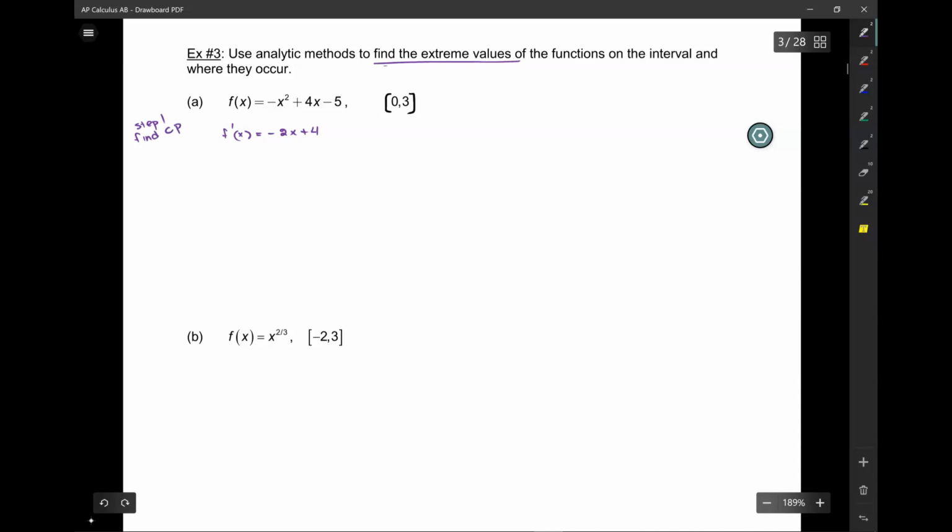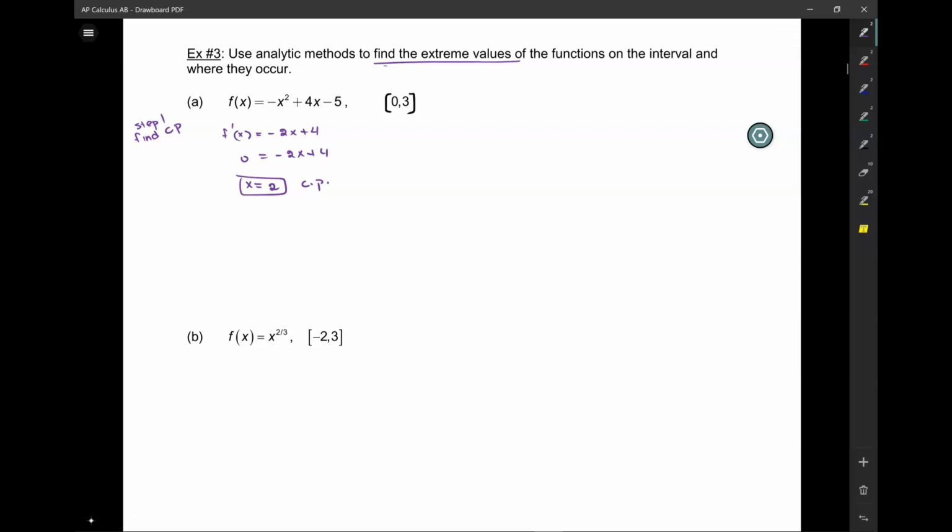Right? So you do that with the derivative. Okay, so is there a point where this is 0? Well, let's see. 0 is equal to negative 2x plus 4. x is 2. That's a critical point.